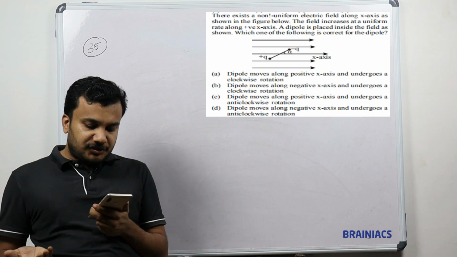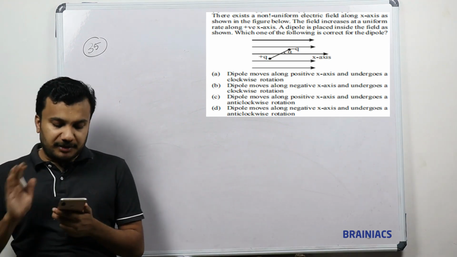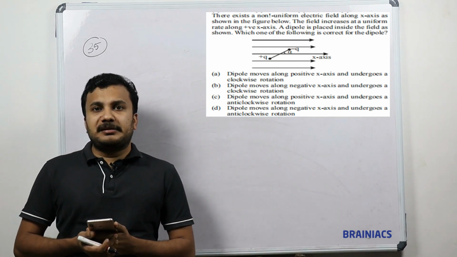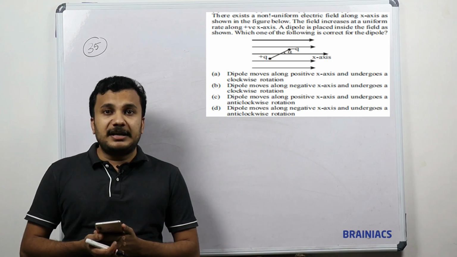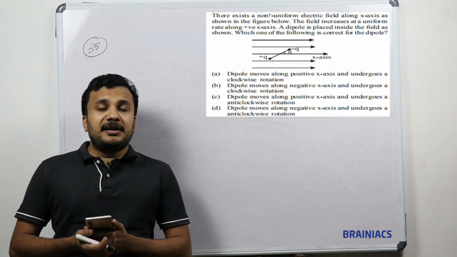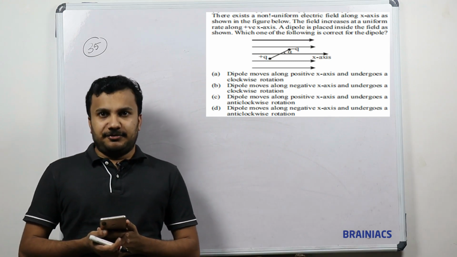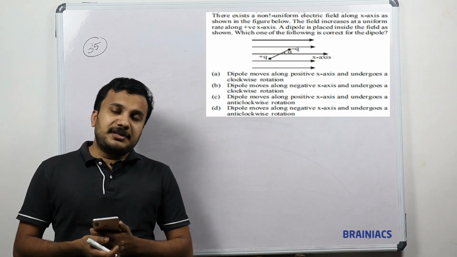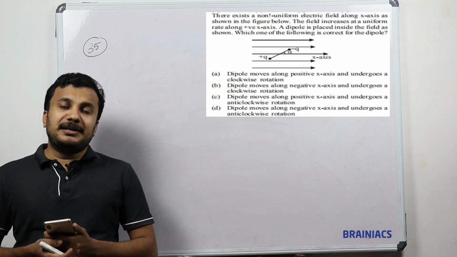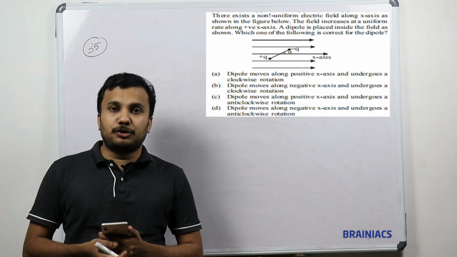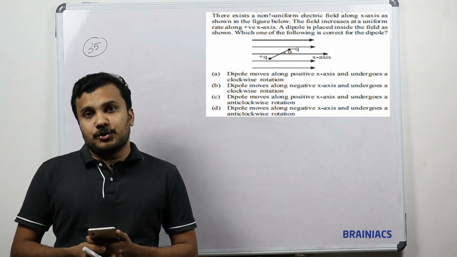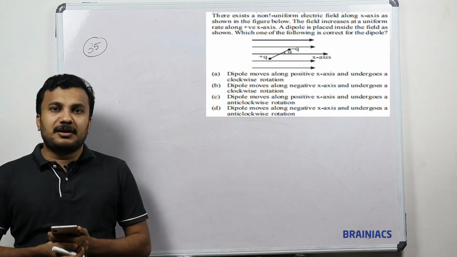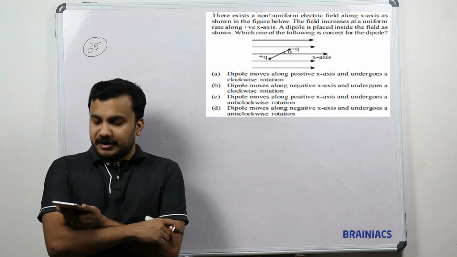Dipole moves along the positive x direction and undergoes a clockwise rotation. So okay, we will see. Two things will be there. When a dipole is placed in a uniform electric field, it experiences only torque and no force. If it is placed in a non-uniform electric field, it experiences both torque and force. So our answer should contain torque, that is one part, as well as force. Here we need to find out torque, and here we need to find out force.